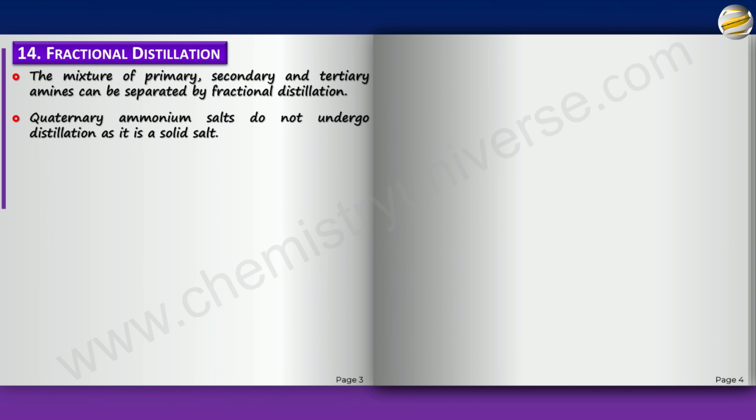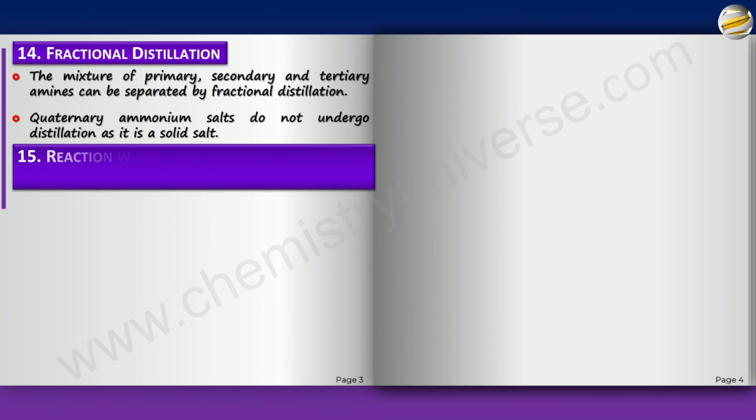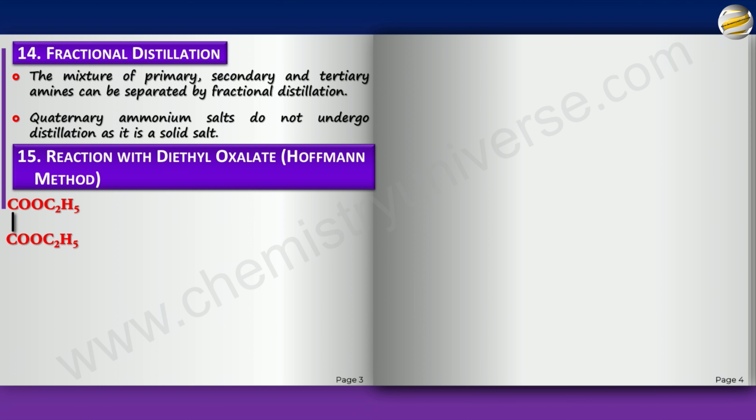And the next one by which we can separate them is called the reaction with diethyl oxalate. It's called the Hoffmann method. Basically what you do is you take a diethyl oxalate. If you react it with a primary amine, just remember we are just trying to do the reaction. We're not going to go deep into why this happens, why this doesn't happen. We're just going to see what happens.